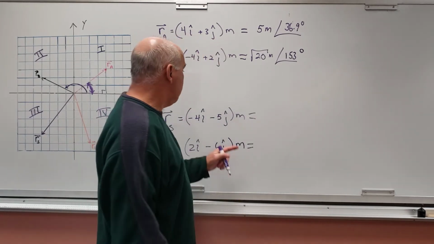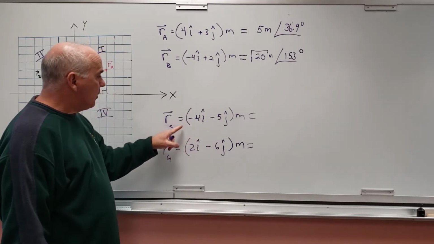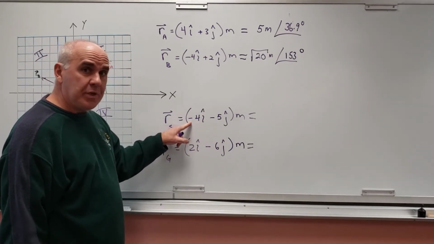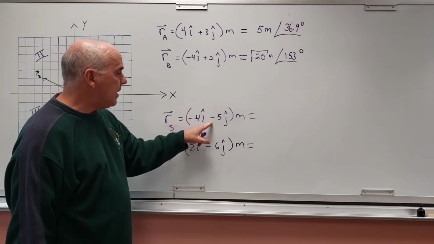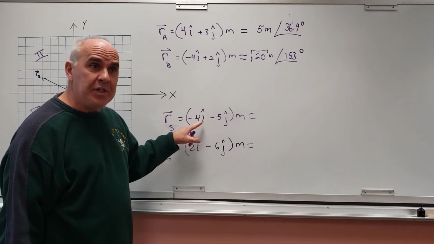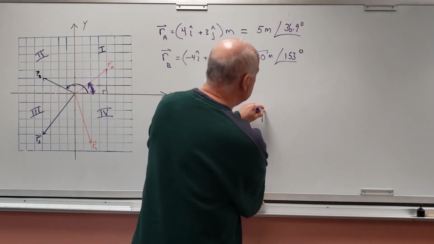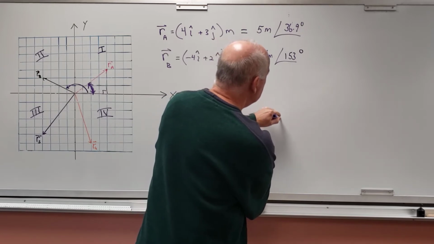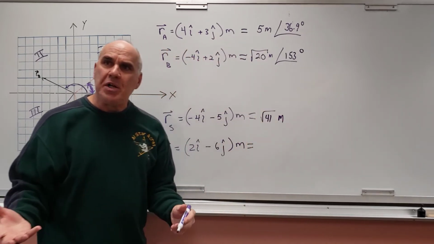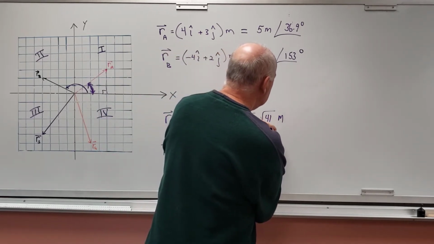The position of Shelby is negative 4 meters i, negative 5 meters j. So we take negative 4 and we square it, we get positive 16. We take negative 5 and we square it, we get positive 25. 25 plus 16 is 41. So this would be the square root of 41 meters, right? Or if I want to round that off, I might say that's 6.40 meters.